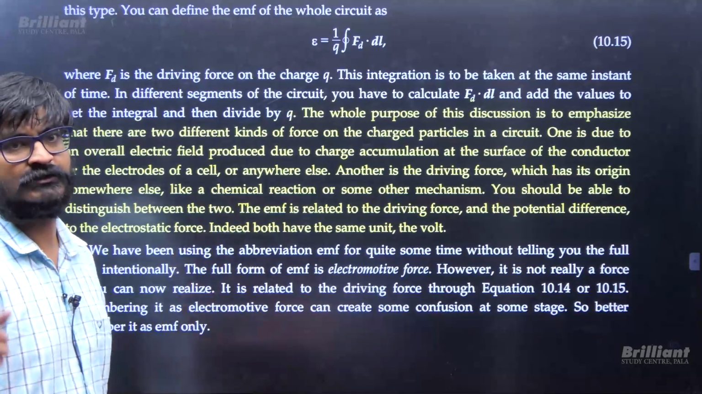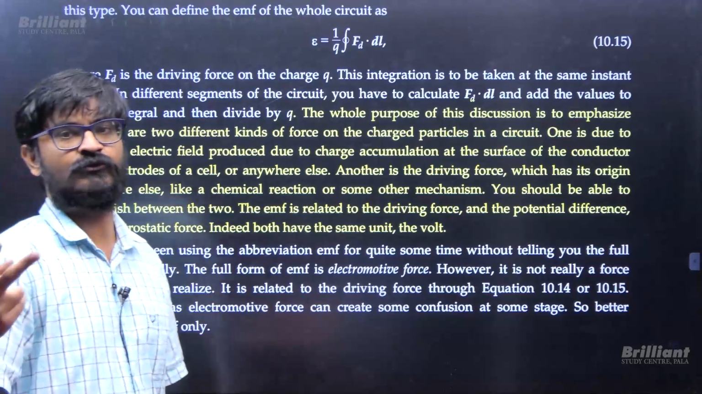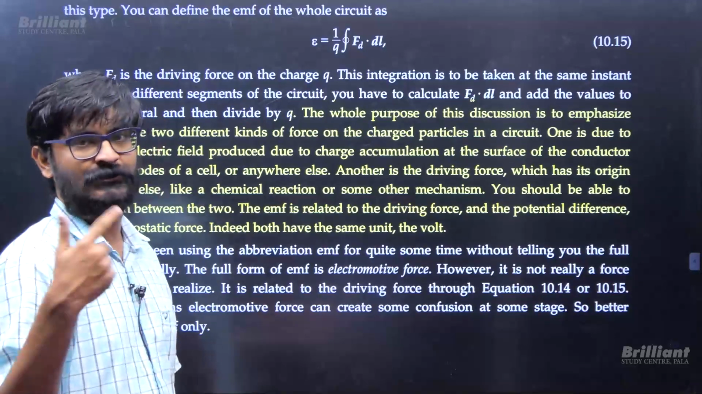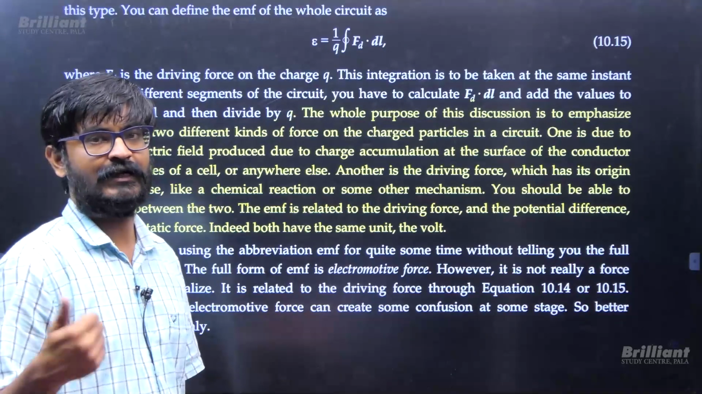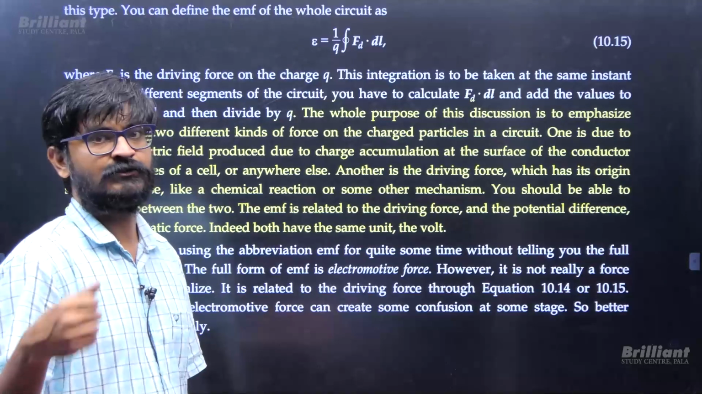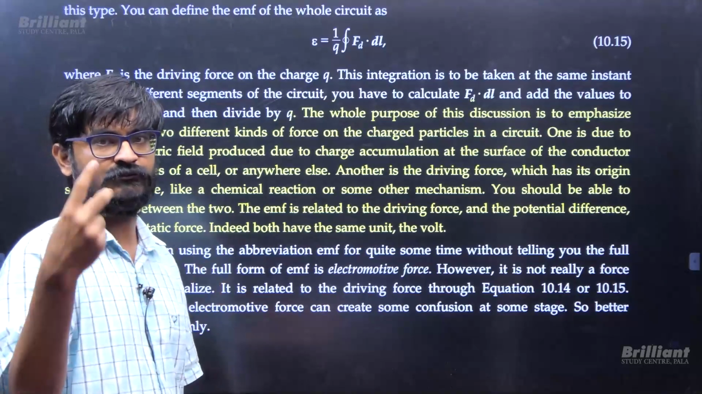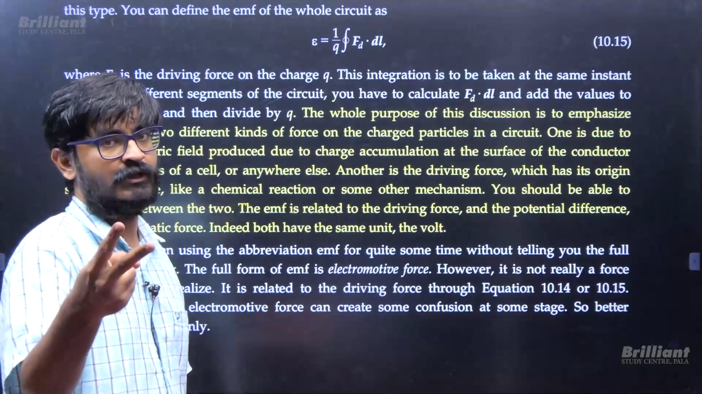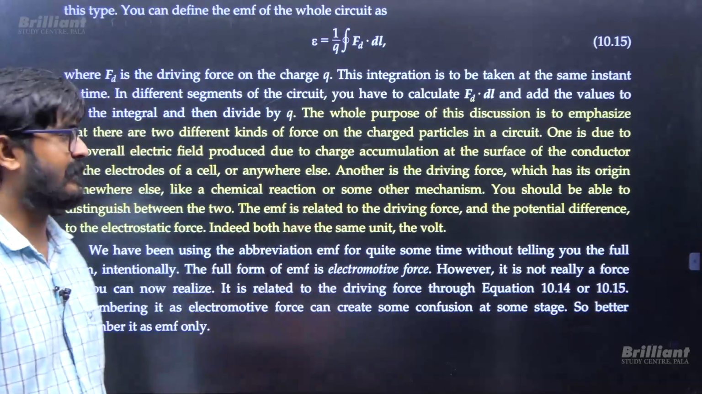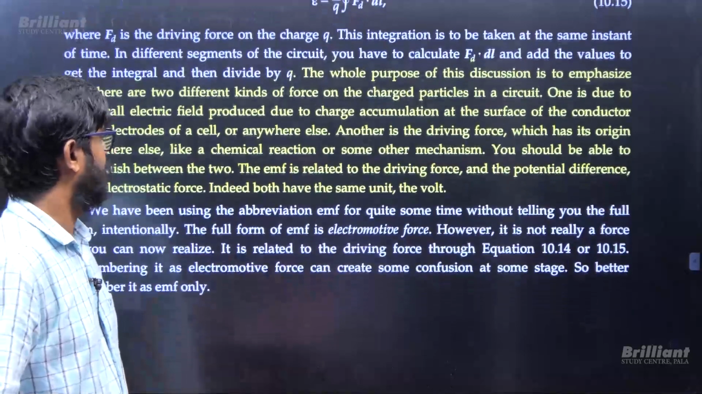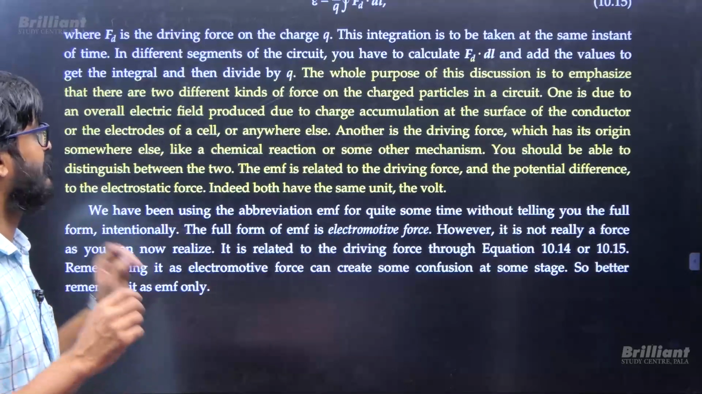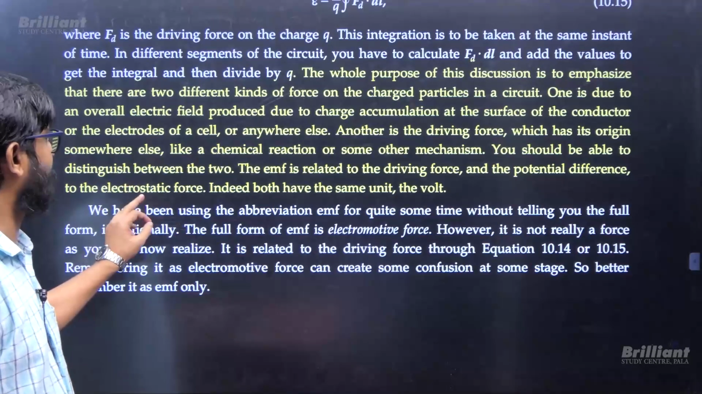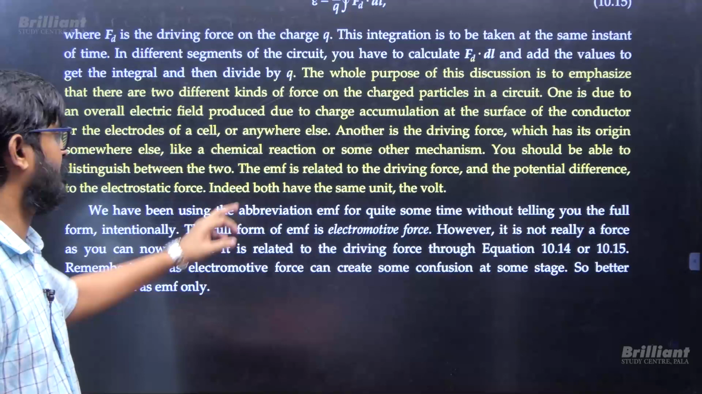So driving force in EMI will be of two kinds. One is motional EMF, that is because of magnetic field. The other is induced electric field, that is, a time varying magnetic field will produce an induced electric field. So in EMI, the driving force will be because of two reasons: one is magnetic force, one is non-conservative electric field. Here it is the chemical reaction. You should be able to distinguish between these two. The EMF is related to driving force and the potential difference is related to electrostatic force. This is kind of important.